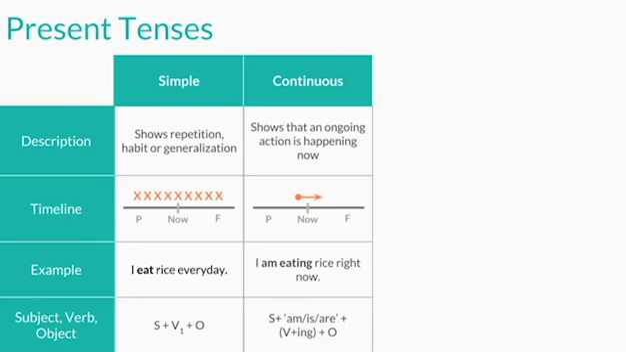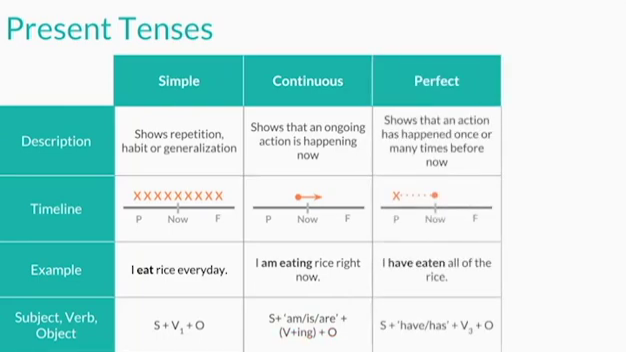The structure of the present continuous tense is subject plus am, is, or are plus the continuous form of the verb plus the object. Next, we have the present perfect tense.